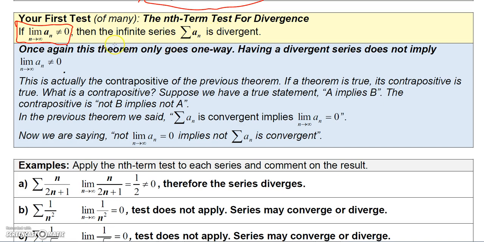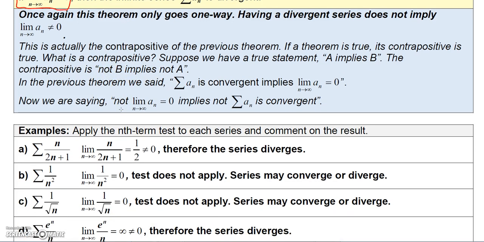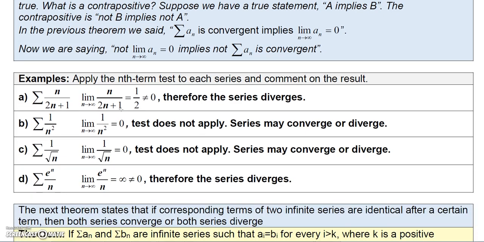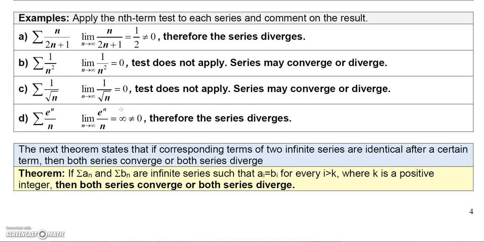Once again, it only goes one way. So if the limit of the nth term does equal 0, it doesn't tell us anything. But if the limit of the nth term does not equal 0, then it does tell us that the series is divergent. And actually that's just the contrapositive of the theorem. So let's apply the nth term test and see what we can find out.